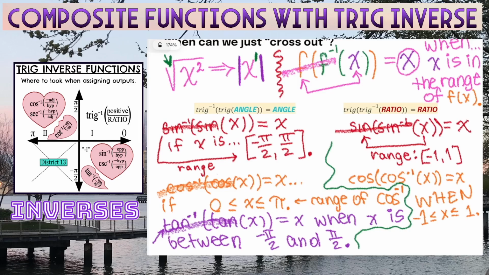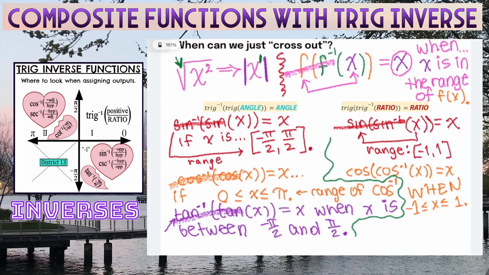And then for tan, tan of tan inverse of x equals x. Well, basically, x has to be in the range of tan. But the range of tan is -infinity to infinity. So in this case, it's basically always, right? Because as long as x is a number between -infinity and infinity, which is any real number, then we are good to go.